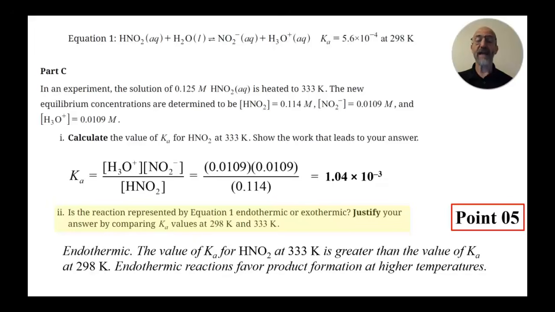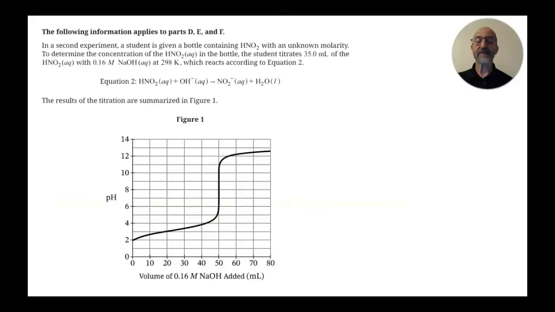And that represents a shift toward the products. And so endothermic reactions will favor product formation at higher temperatures. So that's my justification for why I think that the Ka value increasing represents an endothermic reaction. We expect the Ka value to increase at a higher temperature for an endothermic reaction. Let's go ahead and move on to point 6 of this question.